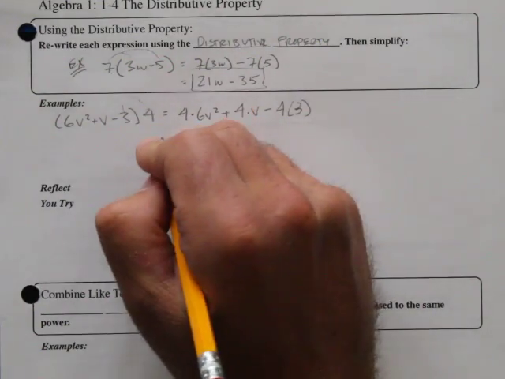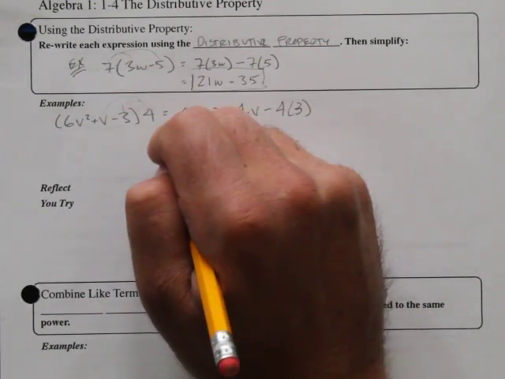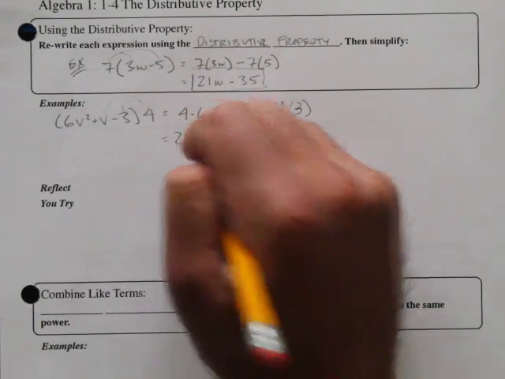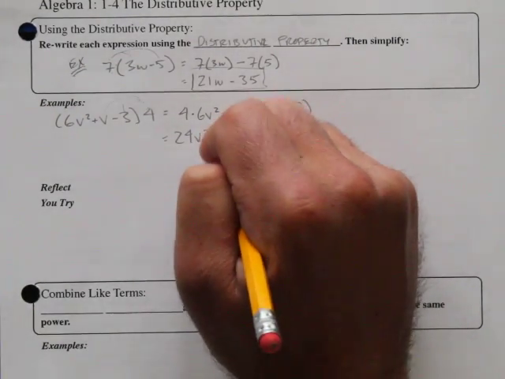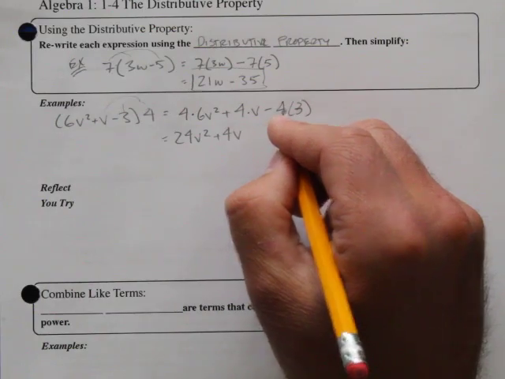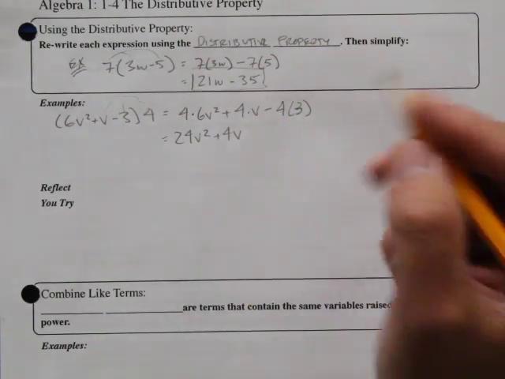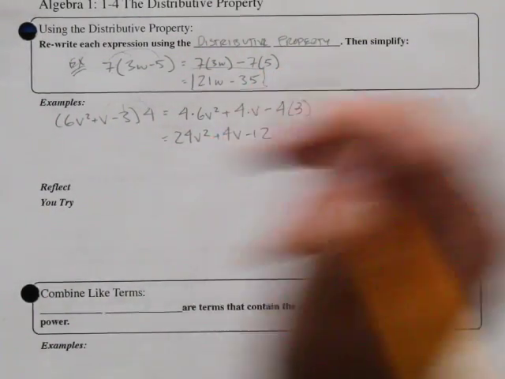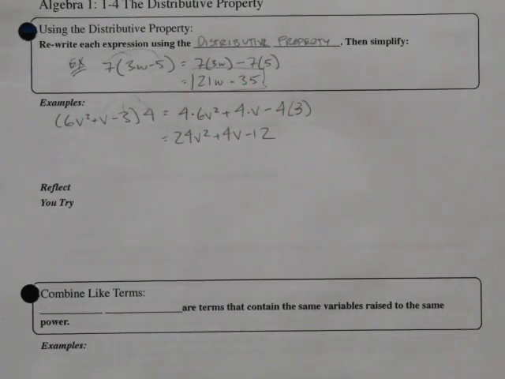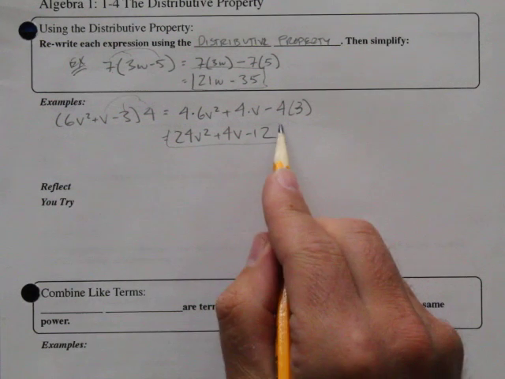Now, 4 times 6v squared is going to give me 24v squared. 4 times v is 4v. And negative 4 times 3, or 3 times negative 4, anyway, here we go, negative 12. And that is our final answer.